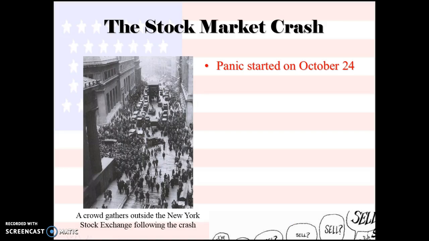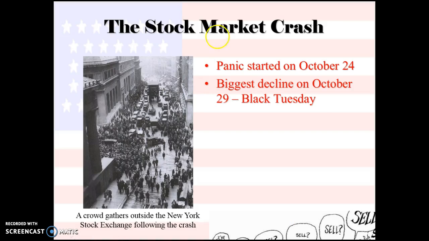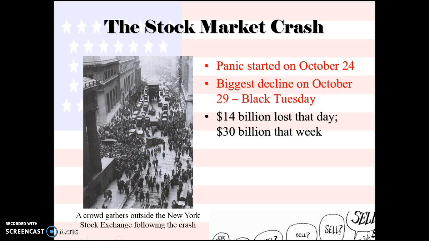Okay, so the stock market crash is one of the biggest causes of the Great Depression. It starts on October 24th, and by the next week, they call it Black Tuesday. $14 billion were lost that day. Black Tuesday is a vocab word, so make sure you get that. $30 billion was lost for that whole week. And then all the way to 1932, the stock markets just go down and go down and go down.